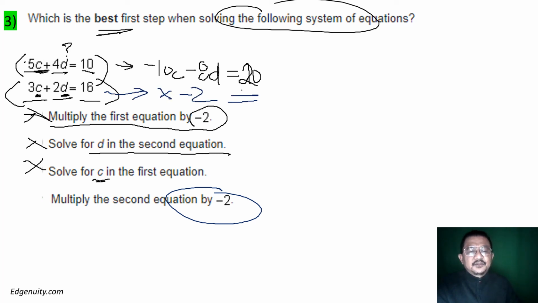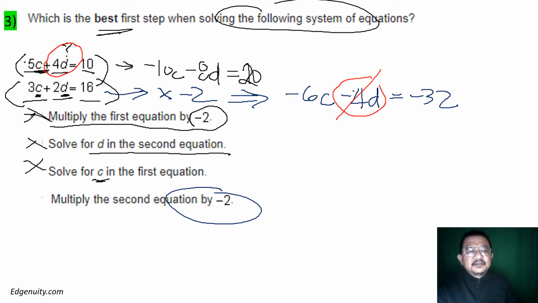The result will be negative 2 times 3 is negative 6C. Negative 2 times negative 2D is negative 4D. Negative 2 times 16 is negative 32. All right? Will that be helpful? Yes, because eventually you can cancel out the D. See that? So this makes sense.